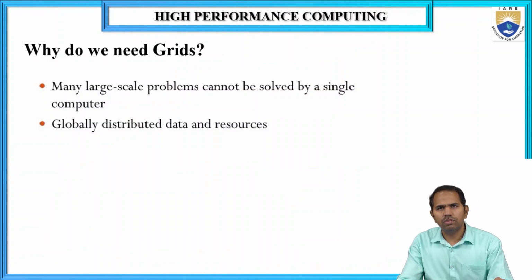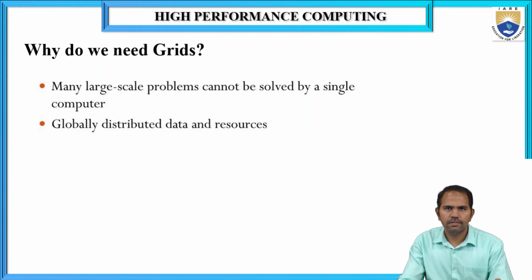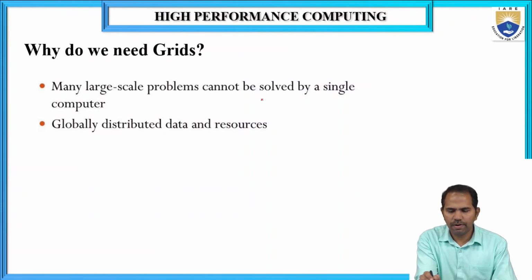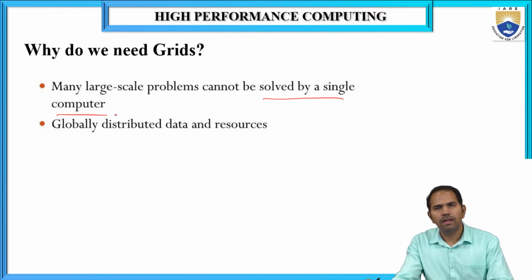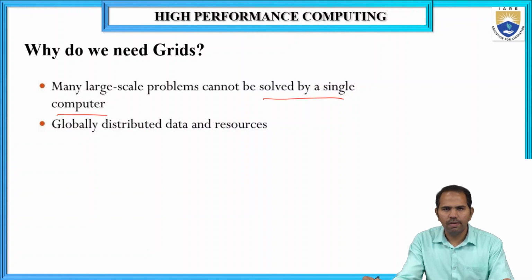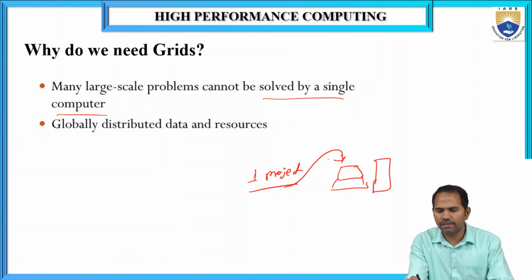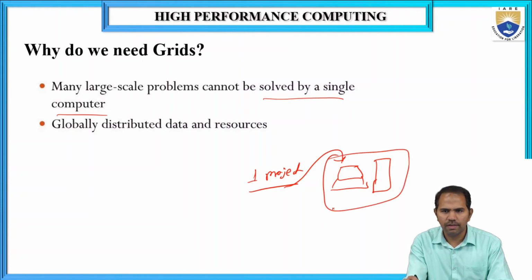Now the question is, why do we need grids? Large scale problems cannot be solved by a single computer. The problem is very large and cannot be solved on an individual machine. For example, take one project that has to be completed and give it to one personal computer. It may take, for example, a couple of days.